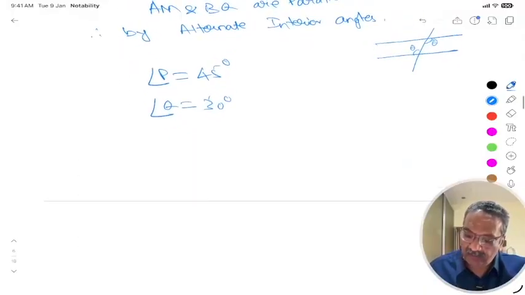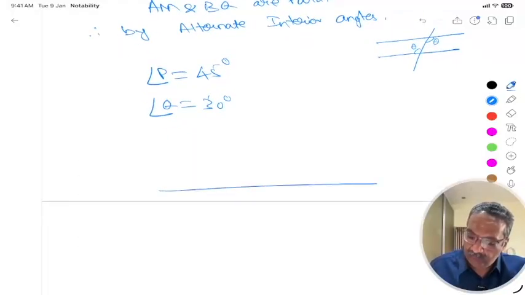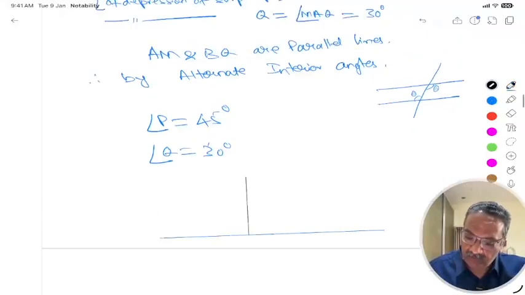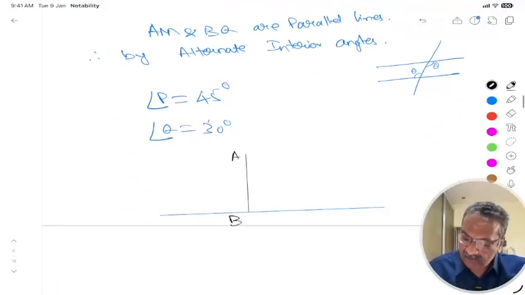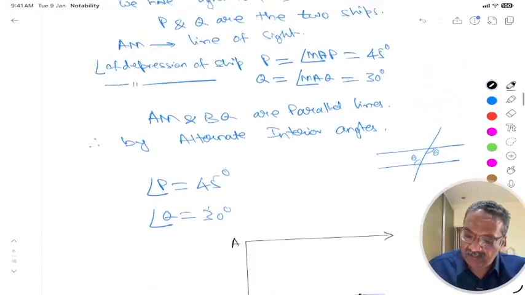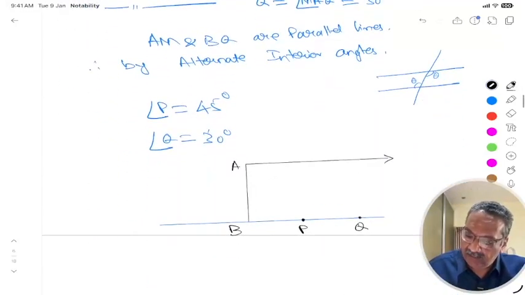Okay, I will redraw this. We have the ground level, we have the lighthouse. Okay, lighthouse is nothing but AB. Okay, ship P is here, ship Q is here. Okay, so this is the line of sight, which is nothing but AM.